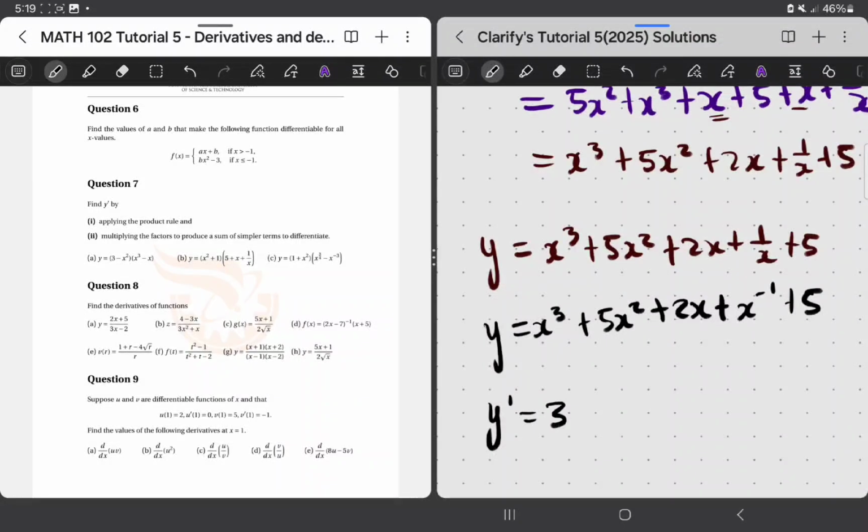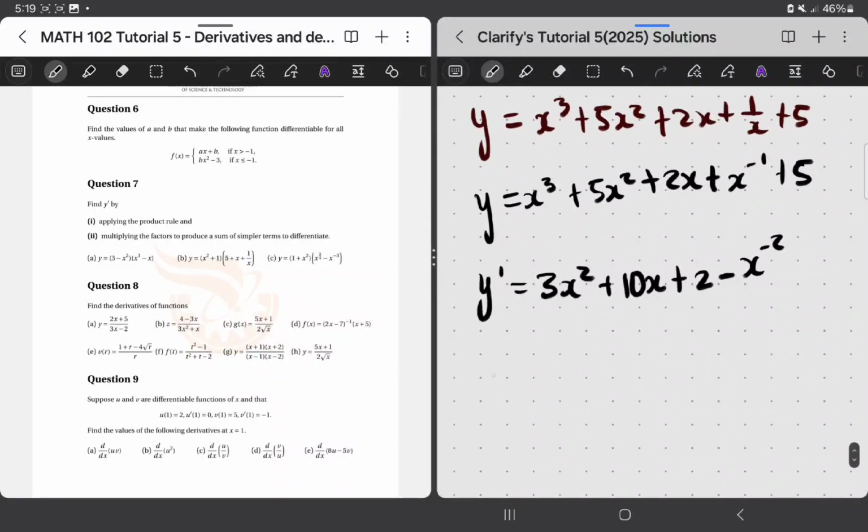Which means now we can find y prime, which is drop the power 3, reduce it by 1, x to the 2, then multiply the 2 by 5, 10, reduce the power by 1, x to the 1. Then the derivative of 2x is just 2. Then the derivative of this is drop the power, instead of a plus it now becomes a minus 1, which is just a minus. Then you reduce the power by 1, x to the negative 2. Then the derivative of 5 is nada. So y prime is equal to 3x squared plus 10x plus 2. Then you have a minus 1 over x to the 2 here.